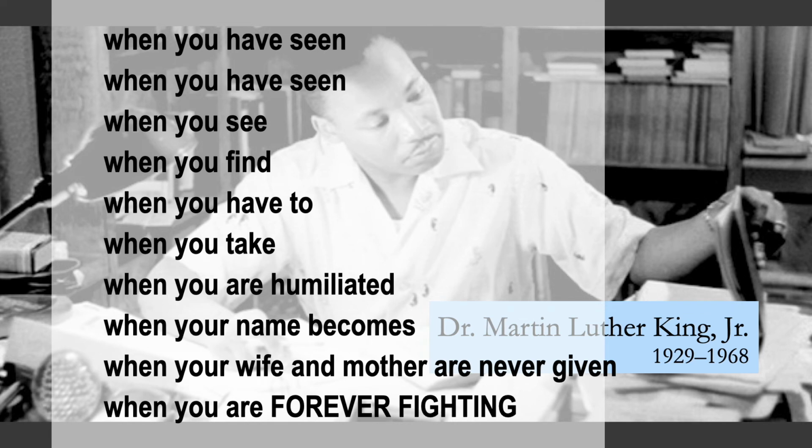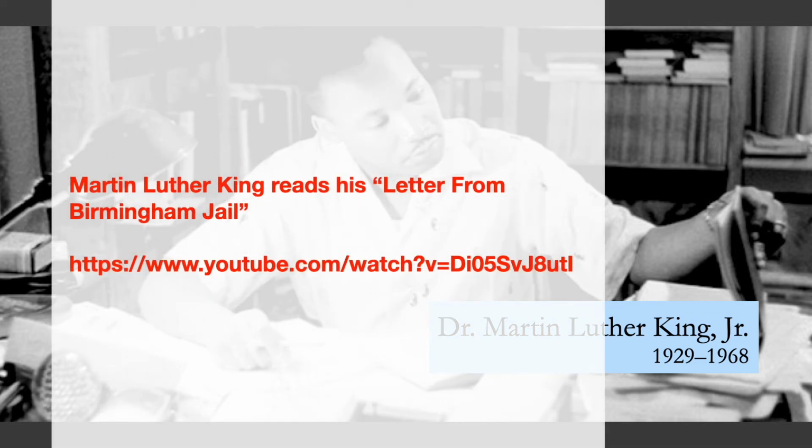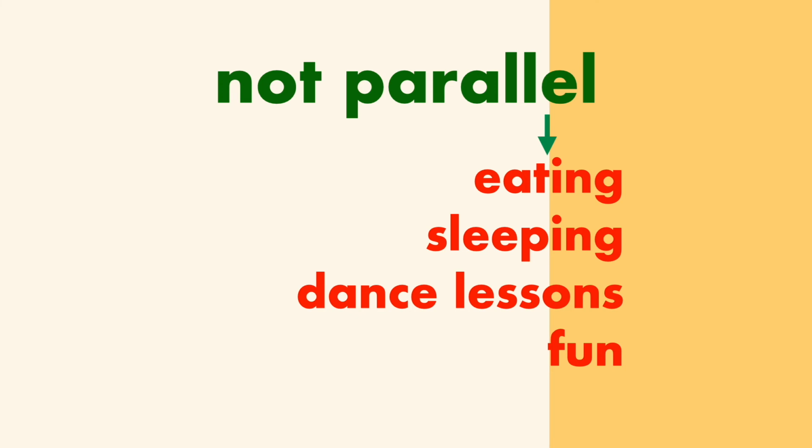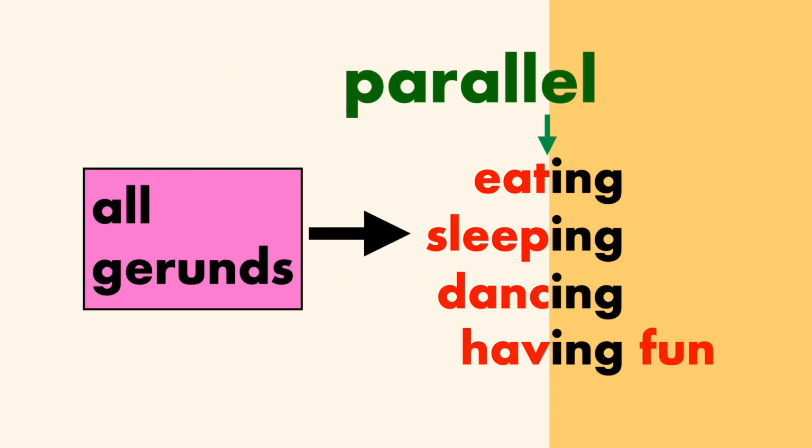Try it yourself. Start small with a list of some kind. Just make sure the parts of the list are the same part of speech. So not eating and sleeping, dance lessons and fun. Keep those parts of speech parallel. Eating and sleeping, dancing and having fun. See, all of these are what are called gerunds, also known as ing verbs.